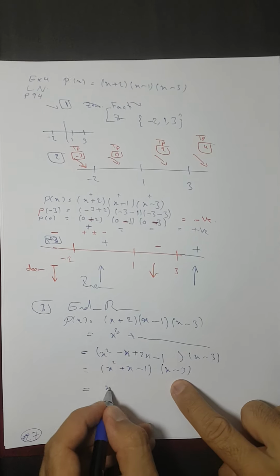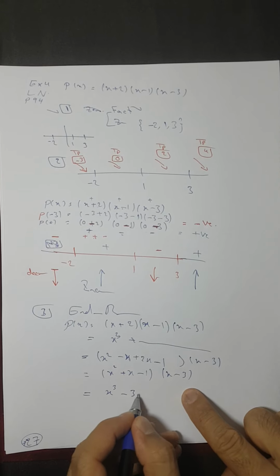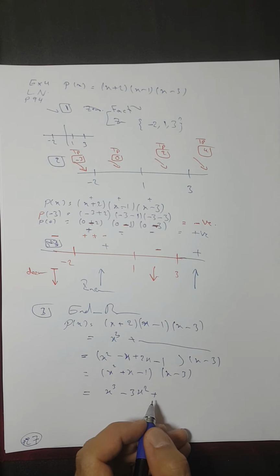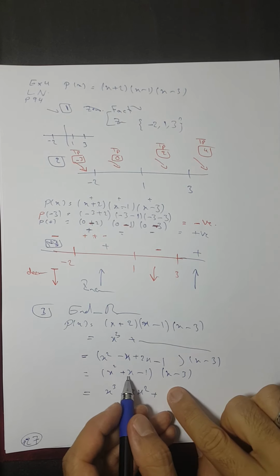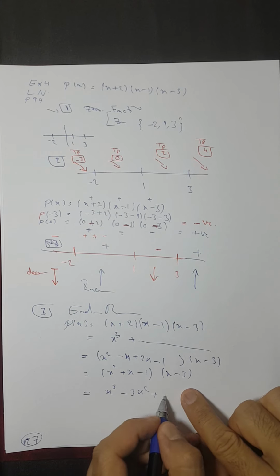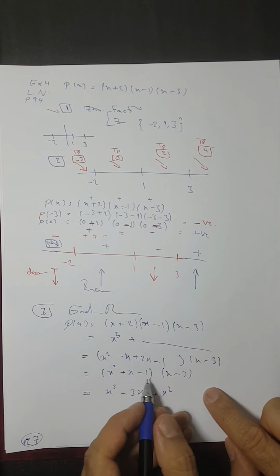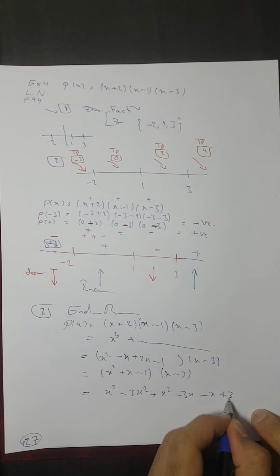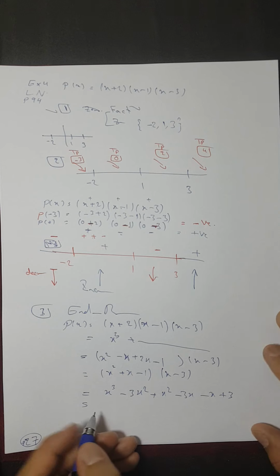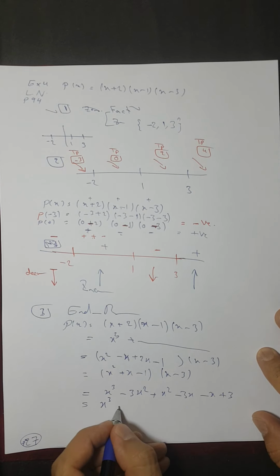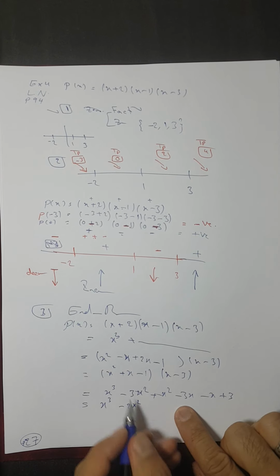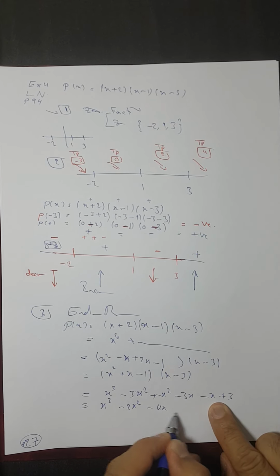I'll get what? x cubed minus 3x squared plus x squared again, and minus 3x minus x plus 3. Now combine, collect and arrange them. So I get x cubed minus 2x squared minus 4x plus 3.